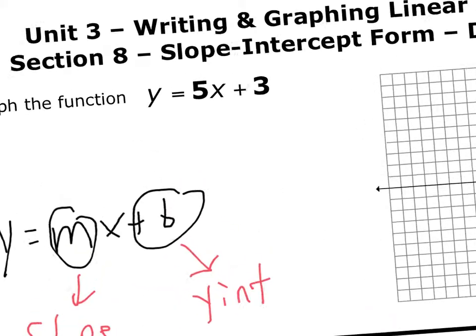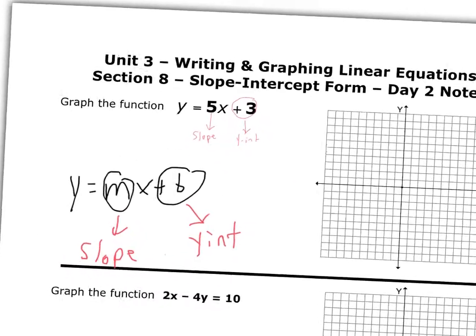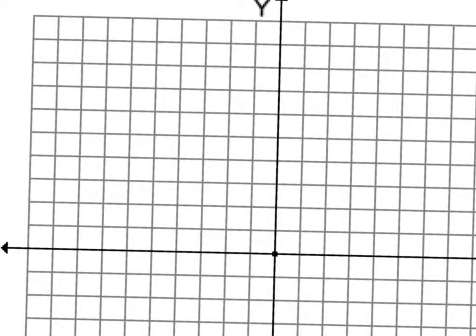Okay, so we have our first equation here, and we see that we have a y equals mx plus b equation, so we can see that our slope would be the number in front of x, and our y-intercept would be the number after x. And we can go ahead and use those to help us graph. And we always graph our y-intercept first. In this case, our y-intercept was 3. So we're going to go ahead and graph a point of 3 right here.